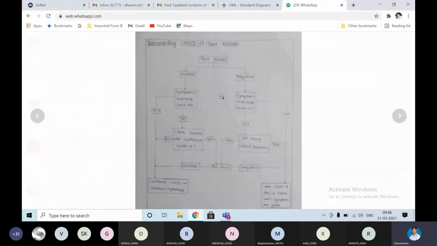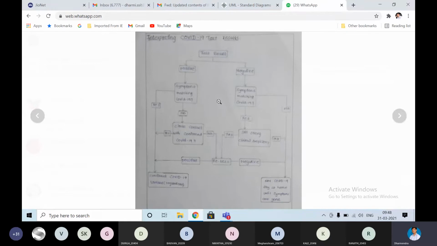Next it is, yeah, this is what I asked actually. Very good. Interpreting COVID-19 test results. How did you do this? Sir, I have material in that, I saw it. I downloaded from Google. It's a PDF. C program. Okay. Can you explain this? Okay, sir. Nice. All of you please take this.